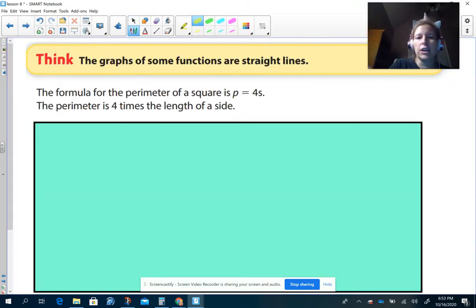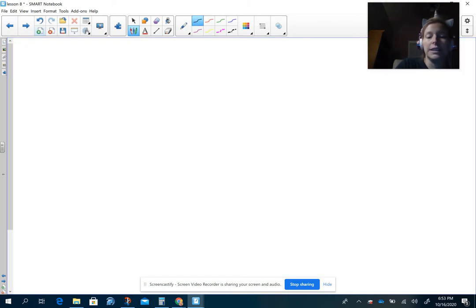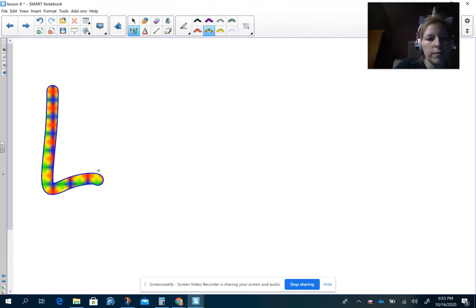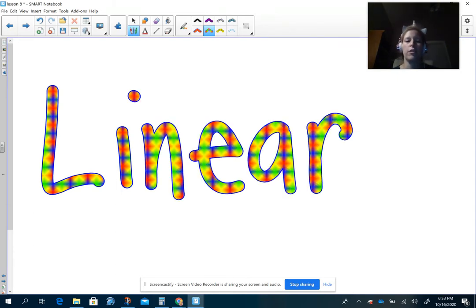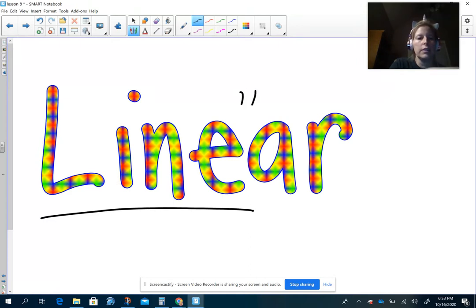So linear, let me write that word out for you. In your notebooks, let's do a fun font. I want you to write this word in your notebook, okay? Write that word in your notebook. That says linear. Linear means line. And we're going to talk about straight lines.